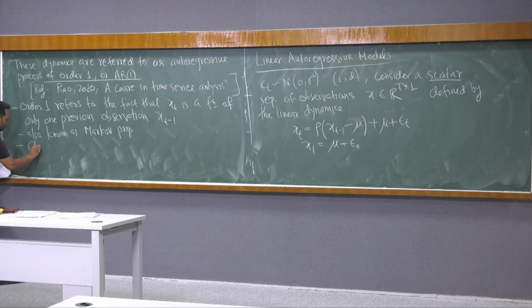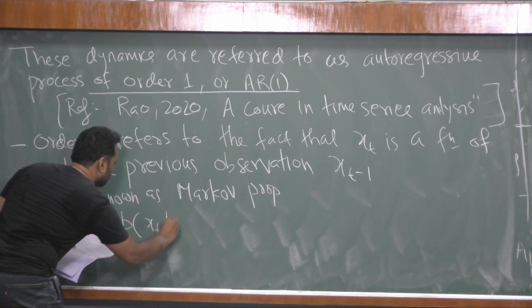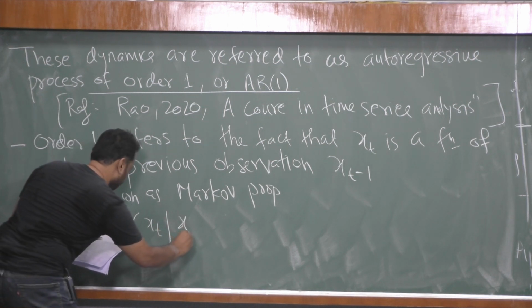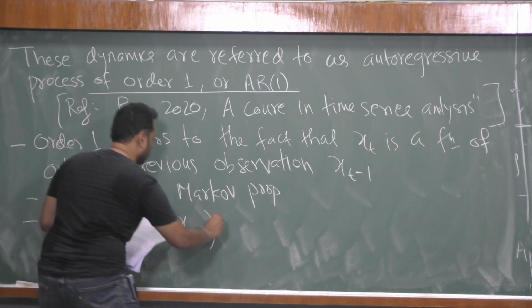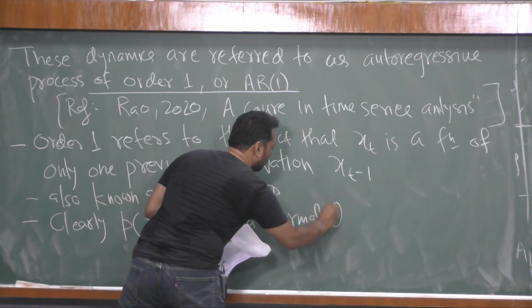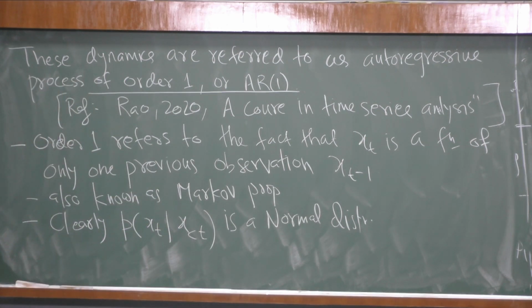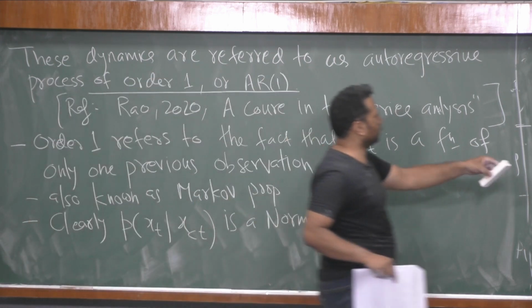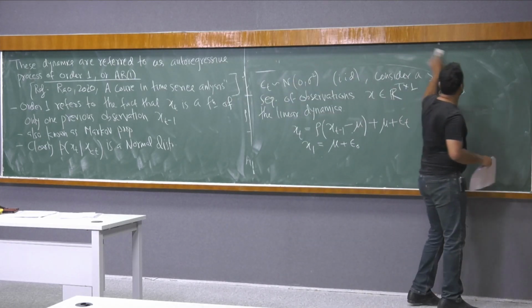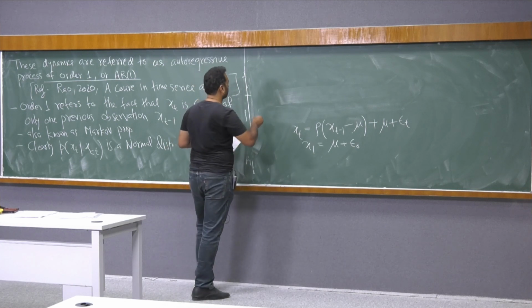Clearly, the probability of xt given x less than t is a normal distribution. It's a normal distribution for sure, but to define a normal distribution I need the mean and the variance. So I will go ahead and compute the mean and variance given that xt is like this. To compute the mean, we compute the expectation of xt.